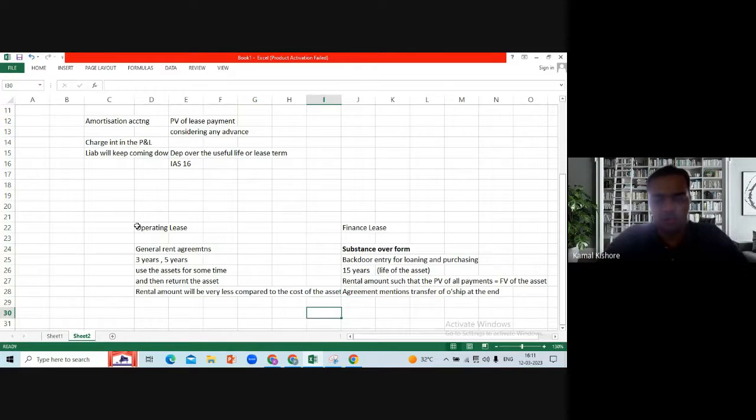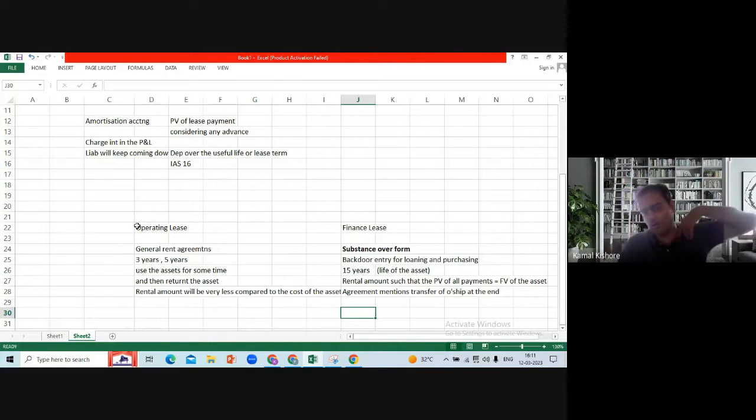So what happens? That means this is substance over form, right? What is the form? The form is that the asset is owned by someone else, and I am only taking it on rent. But effectively, what is happening? The agreement is such that you are going to use the asset for its entire life. The rental amount is such that you are paying him the entire cost of the asset. And at the end of the term, the ownership will come to you. That means this is a finance lease, meaning your lease is being financed.